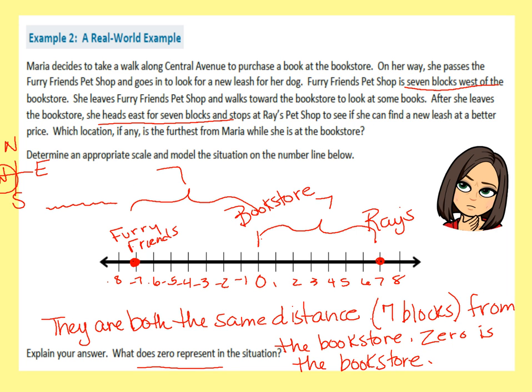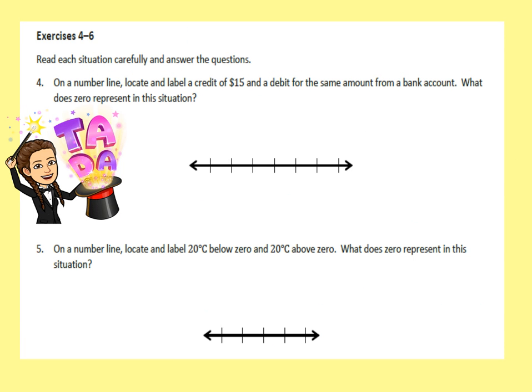Let me think. Are we? All right, ready? Number 4. Read each situation carefully and answer the questions. On a number line, locate and label a credit of 15 and a debit for the same amount from a bank account, and then tell what 0 represents. So if we have to have a credit of 15, a debit of 15, and represent what 0 means.